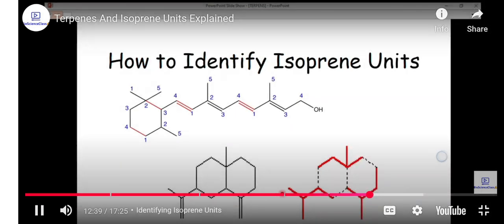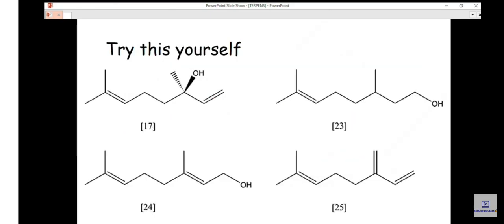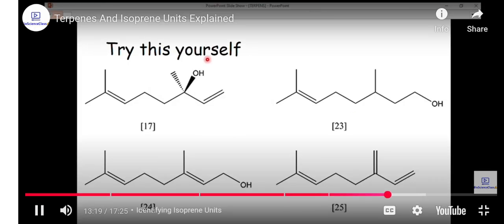Then you count 1, 2, 3, 4. This one is closer to the methyl group. So that's how we identify. And we have some cases where we have dotted lines. Rewind the video and make sure you get the understanding very well. So don't worry, let's try it.